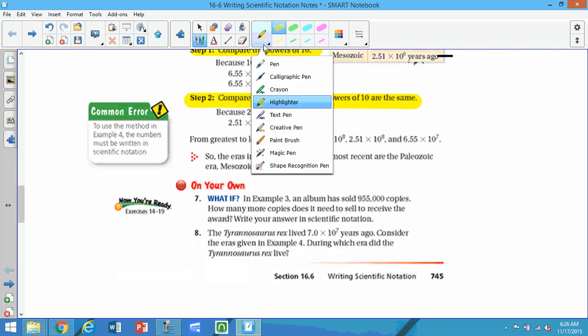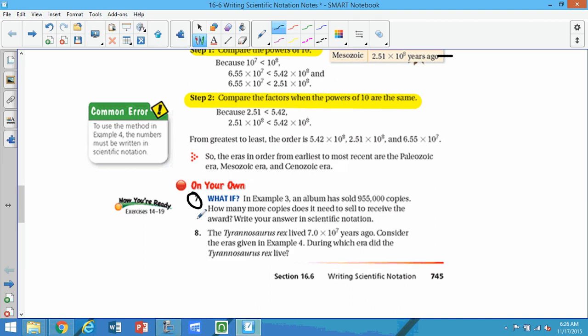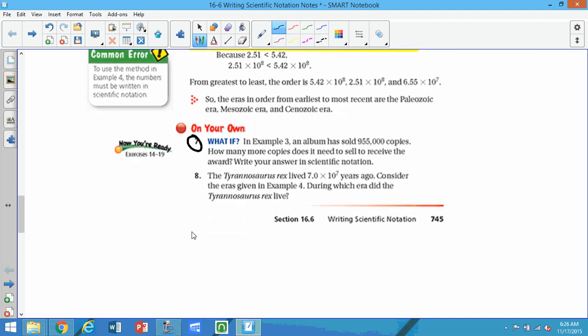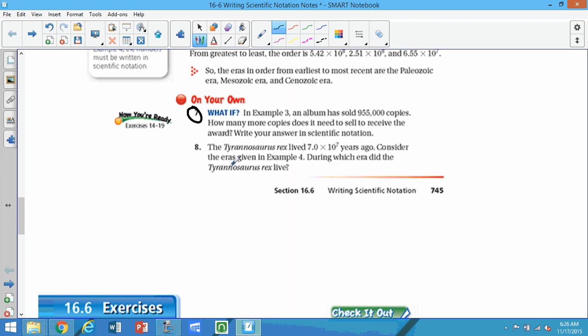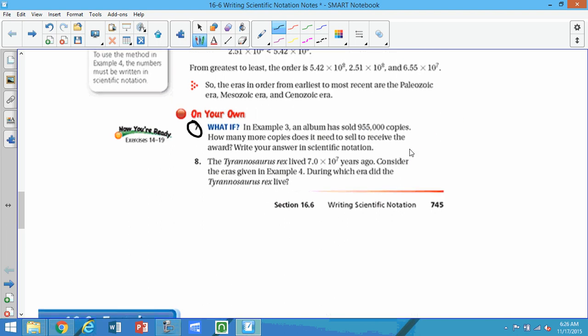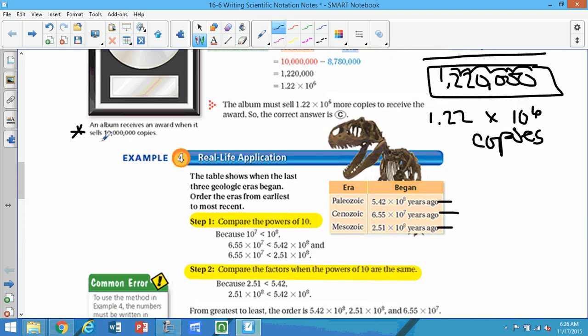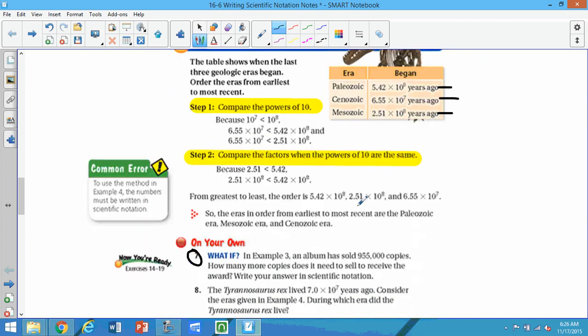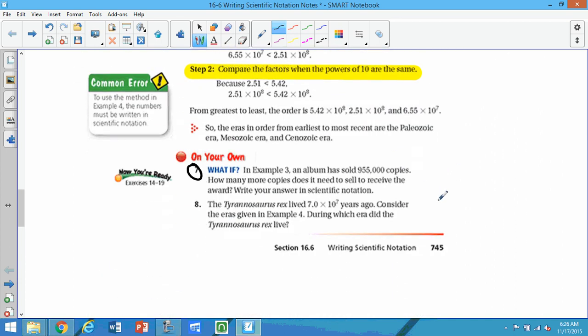Okay, what I would like you to do now is pause your computer and do number 7. Pause your computer and do number 7. Number 7 says, in example 3, an album has sold 955,000 copies. How many more copies does it need to sell to receive the award? Write your answer in scientific notation. So you have to do a little subtraction. You have to go back to this value right here, 10 million, and subtract from that 955,000.